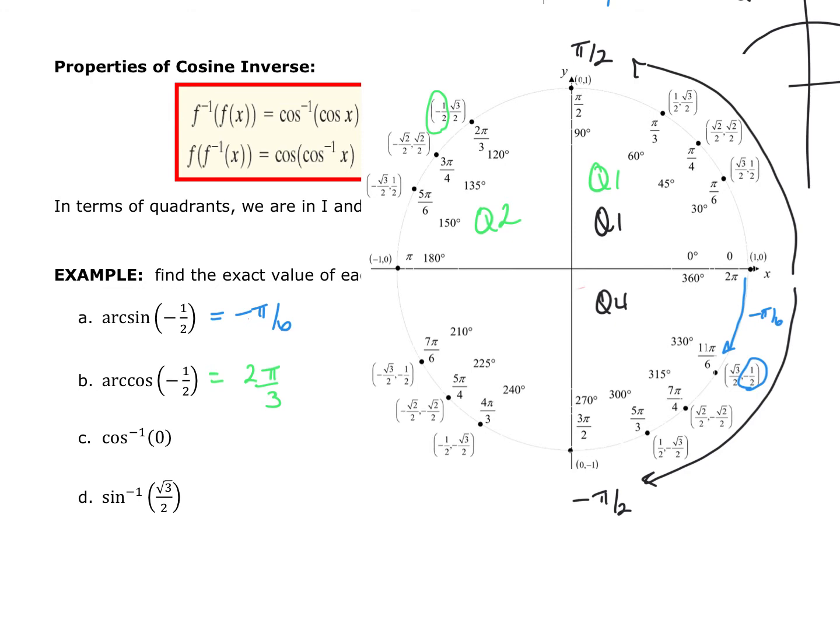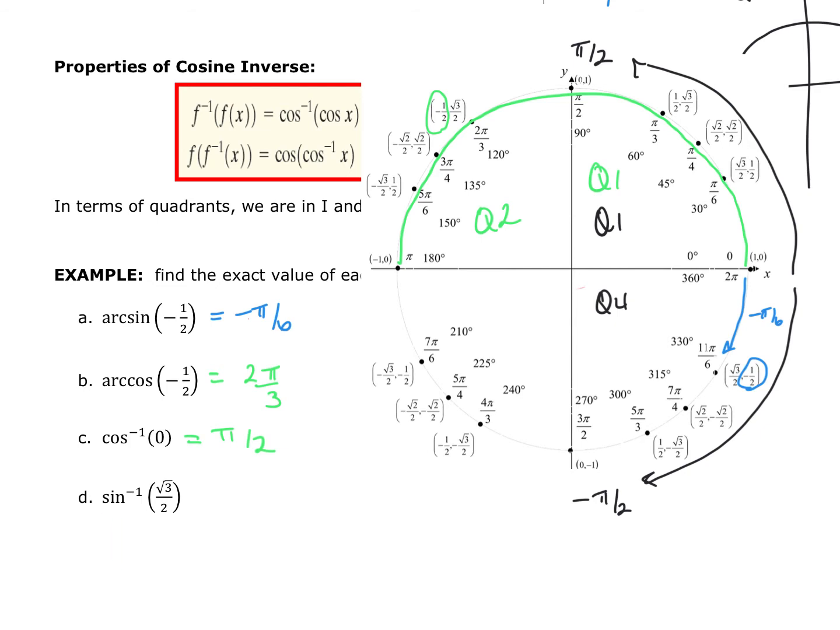The cosine of 0. So I'm looking for the cosine of 0. I'm looking on my unit circle. Where is my x value equal to 0? That's at pi over 2. And it's only pi over 2 because that's the only place for cosine is in these two quadrants. I don't get the lower half of the circle. I only get quadrants 1 and 2.